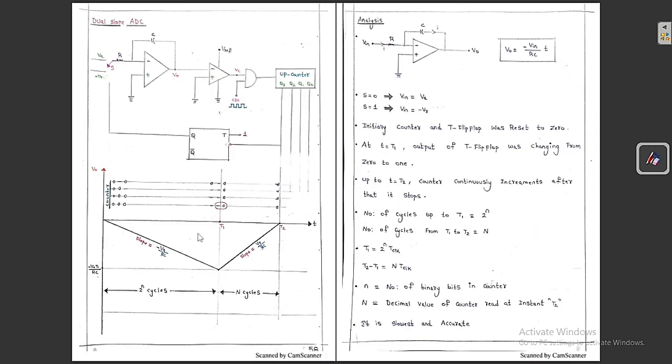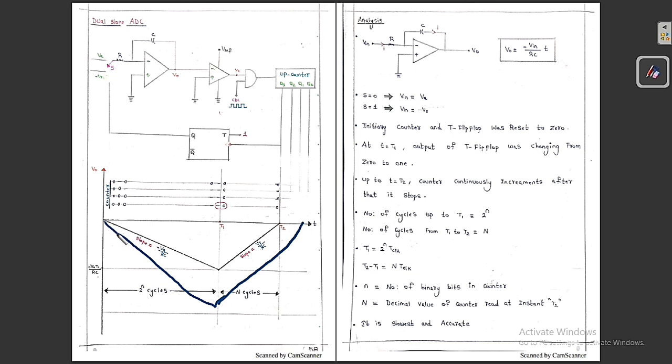See, basically what I am trying to tell you: if VA increases, what is going to happen? If VA increases, then this slope is going to increase. So this graph is going to become like this. But this time is constant. Whenever the VA increases, the slope increases. So the graph is going to become like this, and this is going to become like this. So you can see clearly.